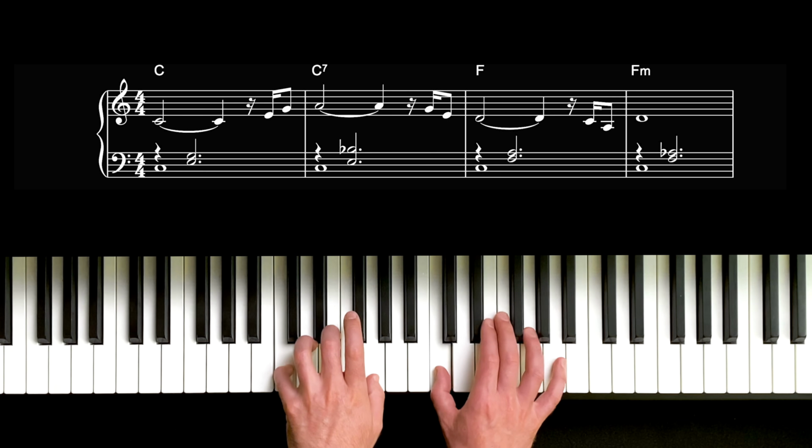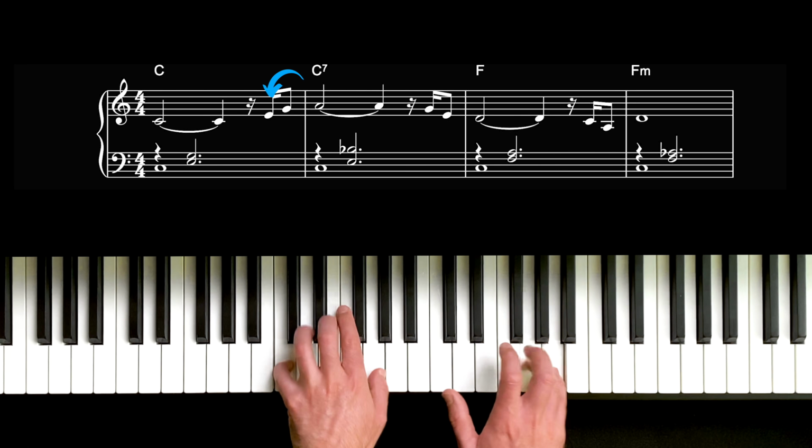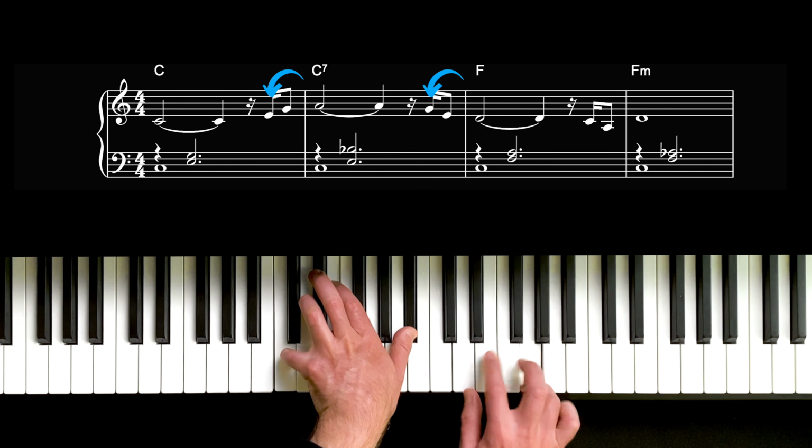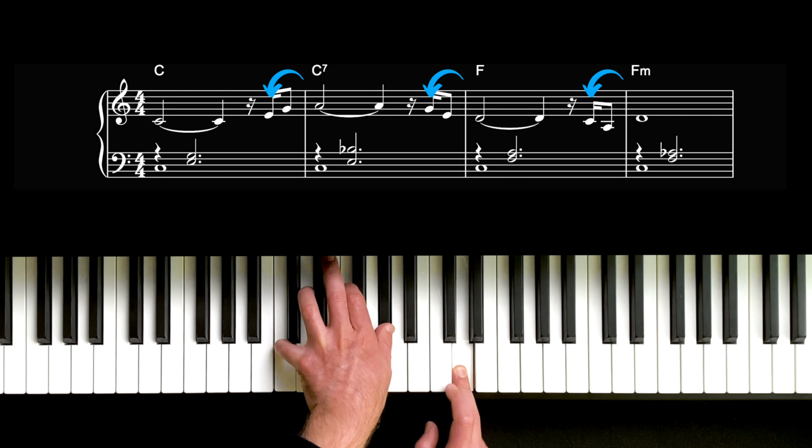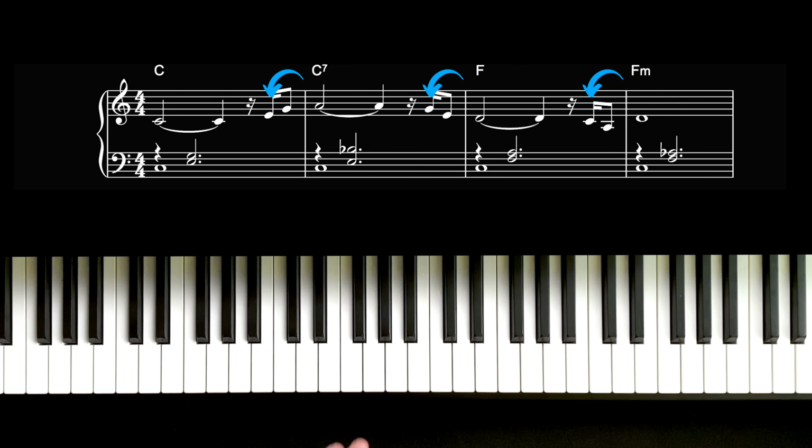If I count "ands" with that, there's actually one note in there that doesn't fit with the "ands." 1 and 2 and 3 and 4 and, 1 and 2 and 3 and 4 and. So that one little note, it's the "e" again, is not fitting with the "ands."